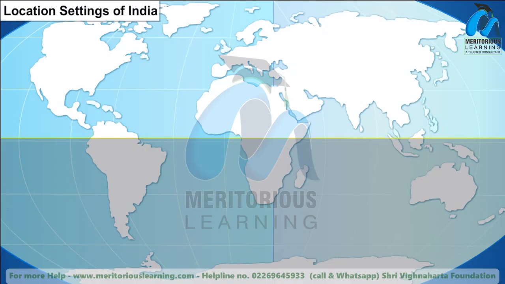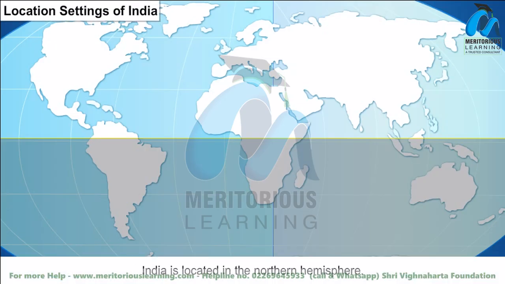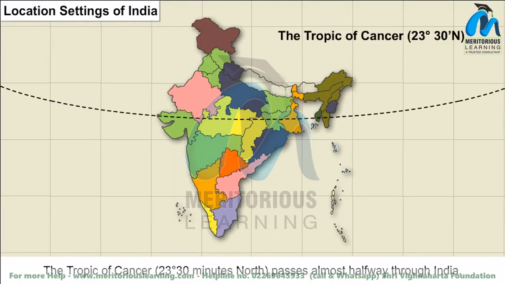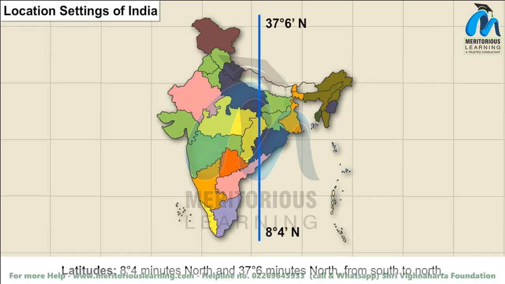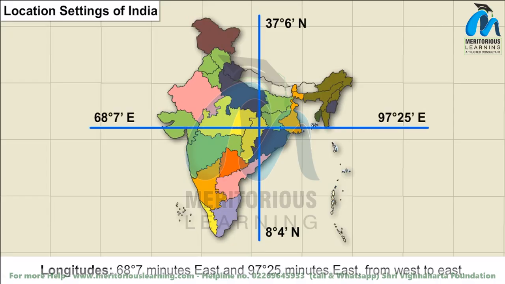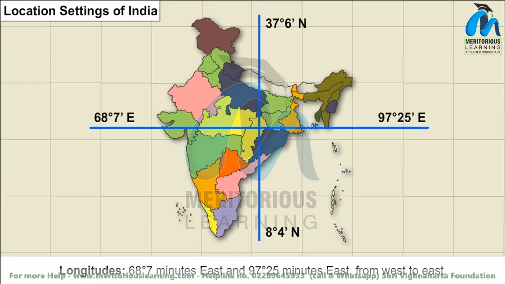Location settings of India. India is located in the northern hemisphere. The Tropic of Cancer, 23 degrees 30 minutes north, passes almost halfway through India. Latitudes 8 degrees 4 minutes north and 37 degrees 6 minutes north from south to north. Longitude 68 degrees 7 minutes east and 97 degrees 25 minutes east from west to east.